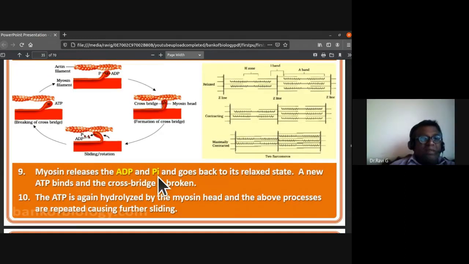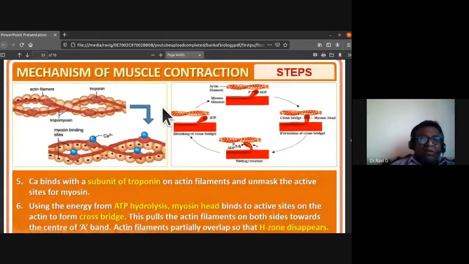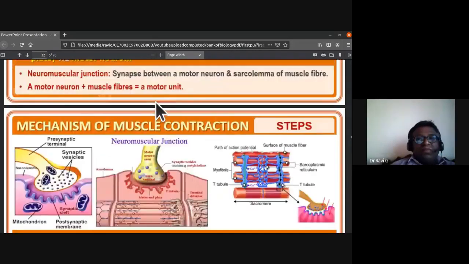When the myosin releases the ADP and inorganic phosphate and goes back to its relaxed state, a new ATP binds and the cross bridge is broken. So the ATP is again hydrolyzed by the myosin head and the above processes are repeated. The ATP first should be hydrolyzed by the myosin head, that is, it should be broken down. Only then can the myosin head get attached to the active site of the actin and form a cross bridge. Okay, so this is the sliding theory to explain muscular contraction.